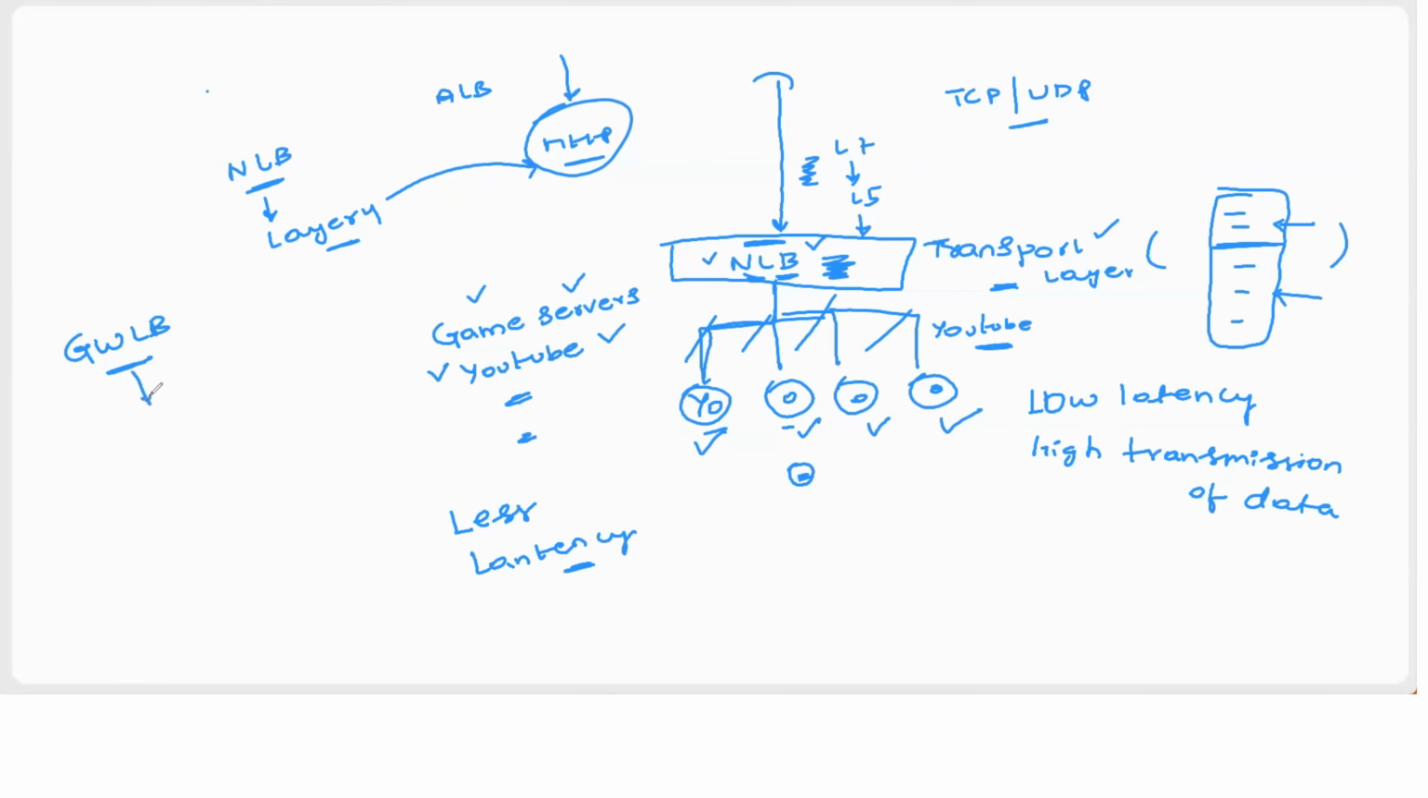Now, gateway load balancer is a very, very simple thing. Here, gateway load balancer is useful when you are dealing with some kind of virtual appliances. That means, let's say you are using a VPN kind of application, or you are working for a customer that deals with firewall kind of applications, VPN kind of applications. In such cases, you have to front face these kind of applications with gateway load balancer.